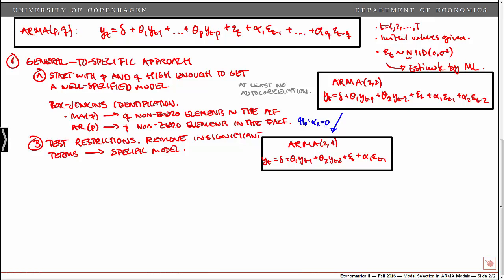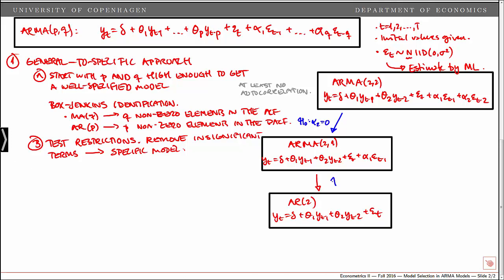Note that after, say that we accept that, then we could continue and consider, for example, an AR2 model, which is given by y_t equal to a constant term, plus the two autoregressive components, and then finally we have an epsilon_t. So there's no moving average component here. Again, we could test this as the null that now alpha_1 is equal to 0.